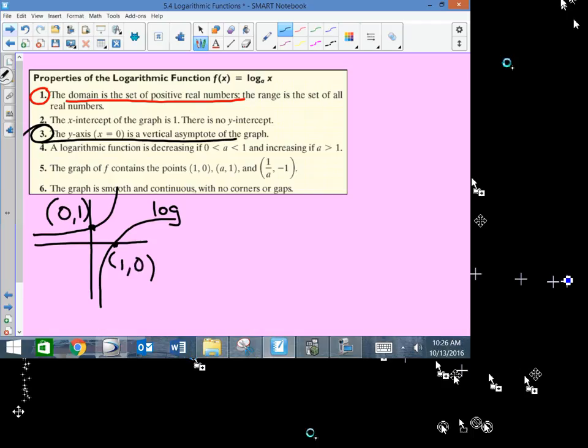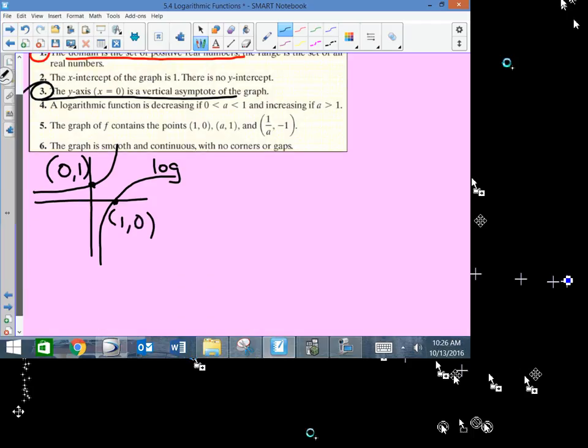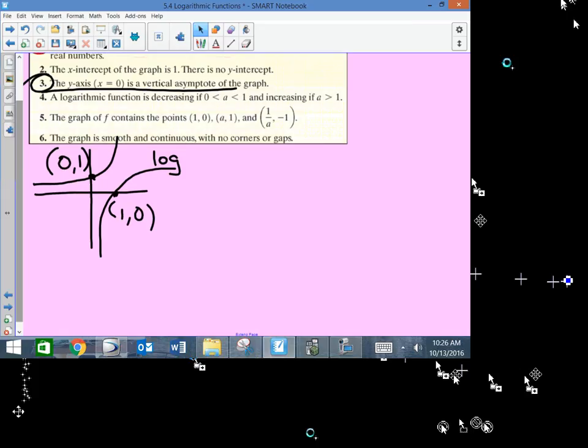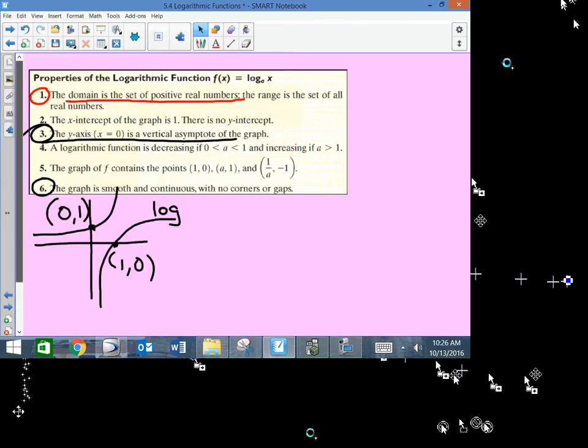Okay? It's decreasing. The f contains those 3 points. Again, if you're confused, you plug in 1, 0, a, and 1 over a. You'll figure it out. Smooth and continuous with no gaps or corners. And that would probably be helpful to remember. We are not going to do that, but a lot of it is common sense.